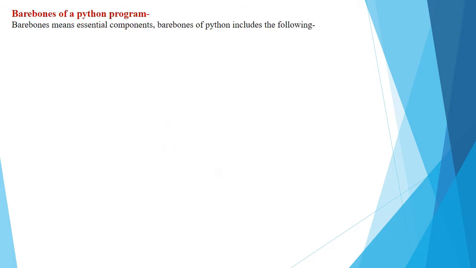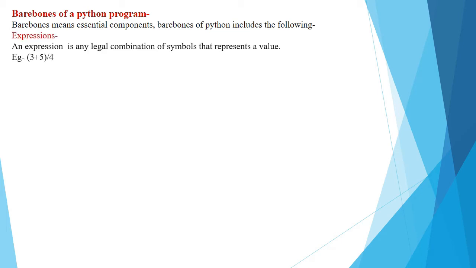Now let's discuss the bare bones of a Python program. The term bare bones refers to the essential components, the necessary components. So in a Python program there are certain necessary components which are used in a program. Let's discuss them. First is the expressions.